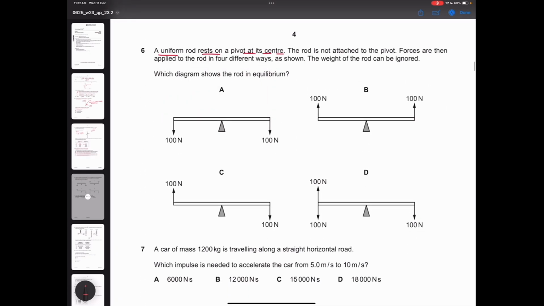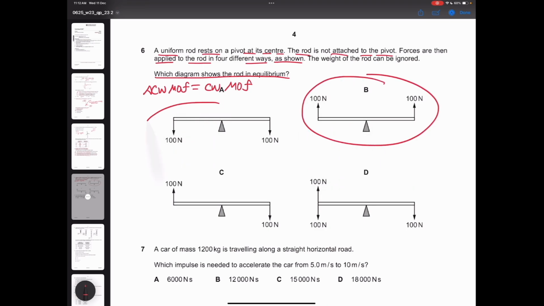A uniform rod rests on a pivot at its center. The rod is attached to the pivot. Forces are then applied. You have to figure out which one is in equilibrium. So for equilibrium, we just need to take into account that the anti-clockwise moment of force should be equal to the clockwise moment of force. Now, I think most of you will be confused with option B and A. So we will decide between B and A later. Let's first discuss C and D.